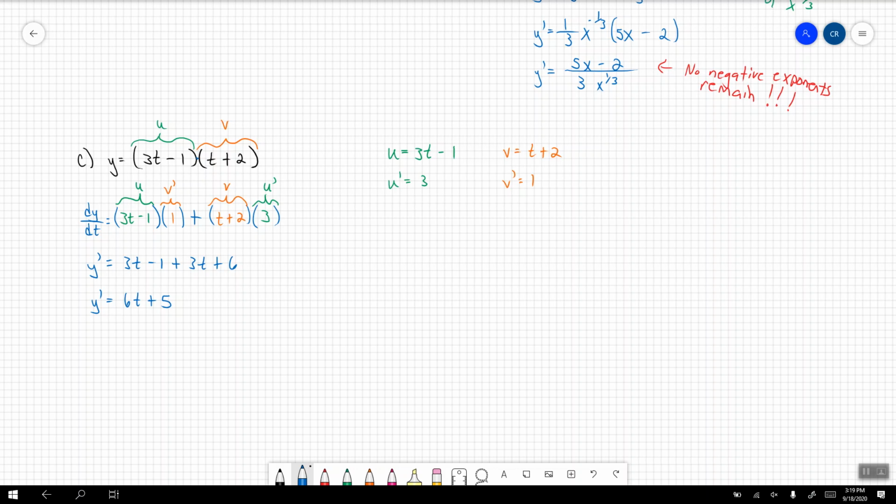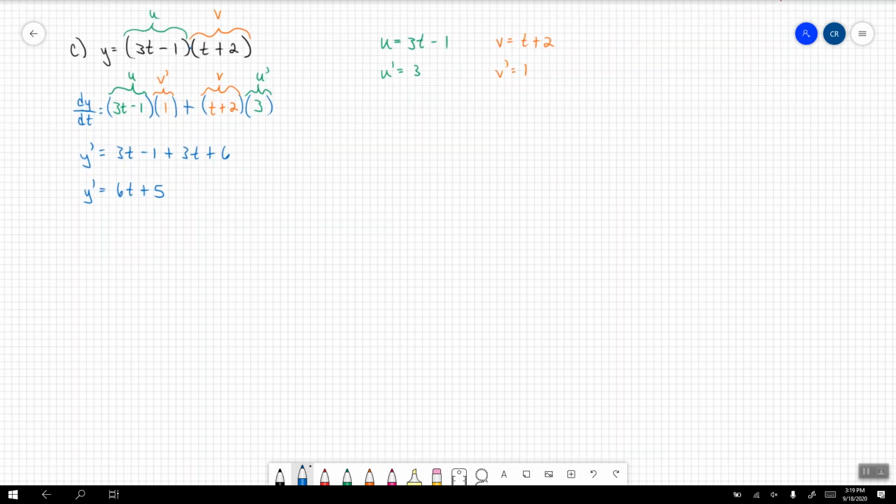Awesome, great. So now that we have this, let's keep going. Let's try to do another one, and let's try to use a quotient rule this time.